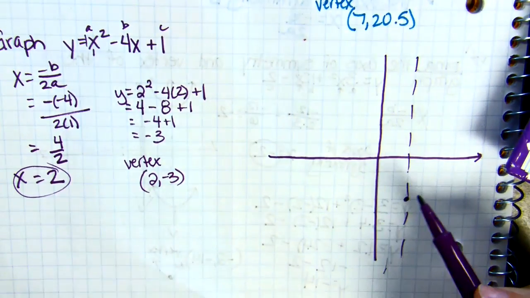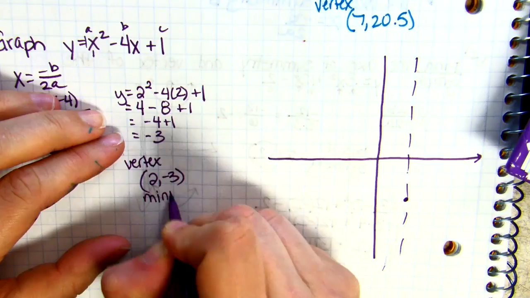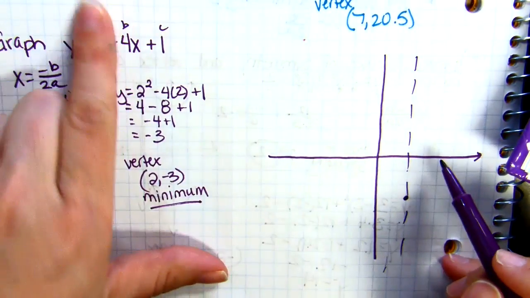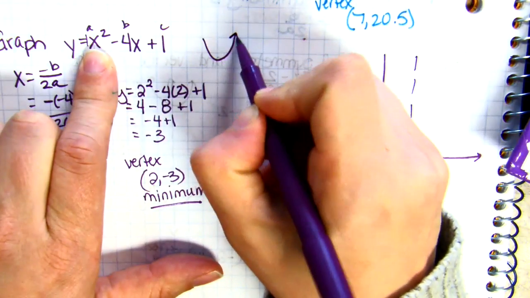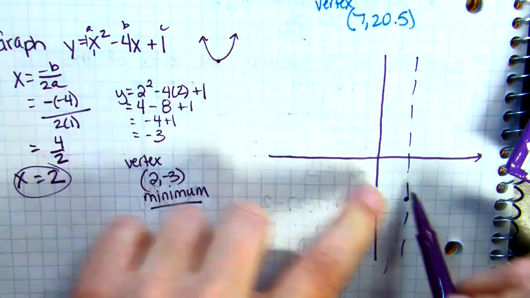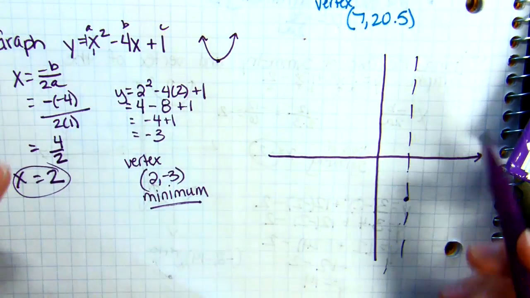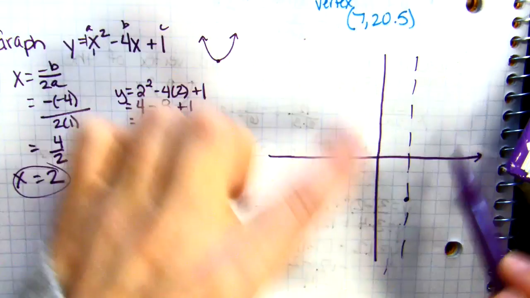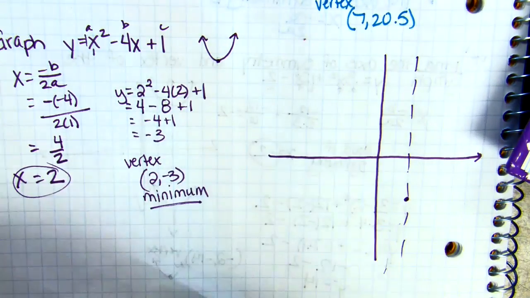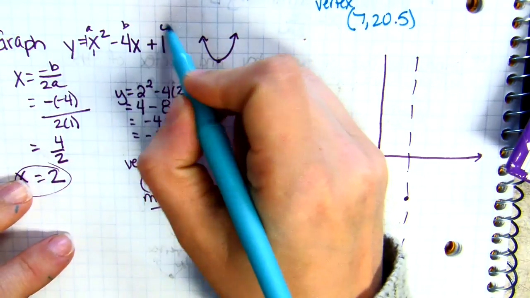That's my vertex. I know that that's going to be the minimum of my function because my graph is opening up. It's going to look something like this, which means the vertex is the lowest point on that graph. So from here, my graph is just going to go up. In order to figure out how much it opens up, I need to find another point on this graph. The easiest way to do that is to think about the y-intercept. Remember, the y-intercept is just c.